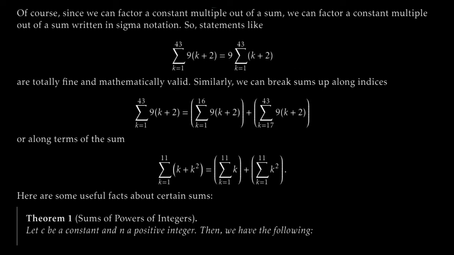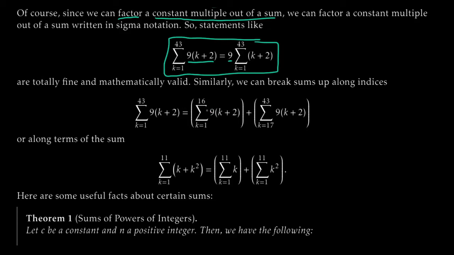So one nice thing is that you can factor a constant multiple out of a sum. So we can factor a constant multiple out of a sum written in sigma notation. Same dang thing, just written in a different way. So statements like, the sum from k equals 1 to 43 of 9 times the quantity k plus 2 is equal to 9 times the sum from k equals 1 to 43 of the quantity k plus 2. These are totally fine and mathematically valid. Totally reasonable. You're just pulling a 9 out from every term. Easy.